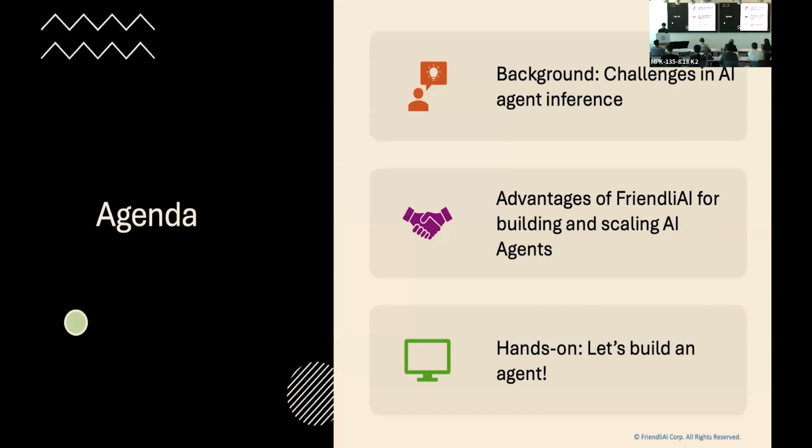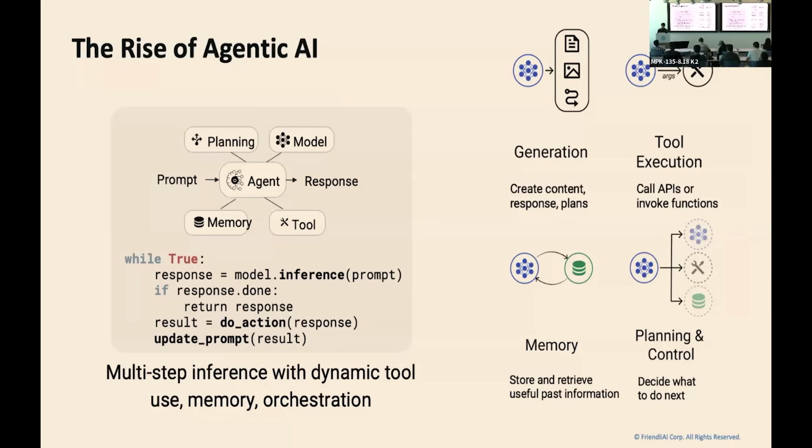So here's the outline. I will start with some background to explain some key challenges in running inference for AI agents. And after that, I will show you how our inference runtime handles those challenges. And finally, Ji-yoon will lead a hands-on session to build an interesting AI agent together using Friendly endpoints. So let me start with why inference can be a bottleneck when building agentic AI.